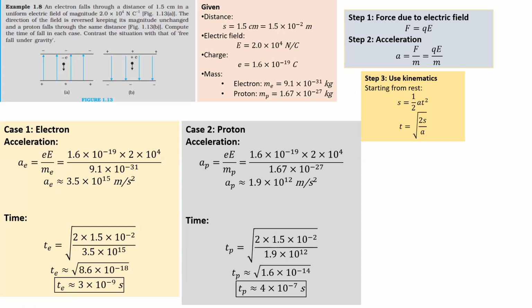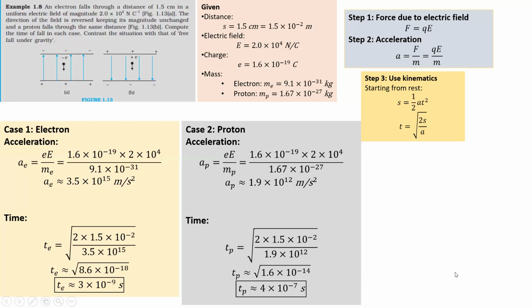In the same way, we'll find out the time required for the proton to reach the other side. That is root of 2s by a. 2s is the same, divided by the acceleration of the proton, which we are substituting here. So we get nearly 4 × 10^-7 seconds. So we got the acceleration of the electron and the time taken by the electron, and in the same way the acceleration of the proton and the time taken by the proton.